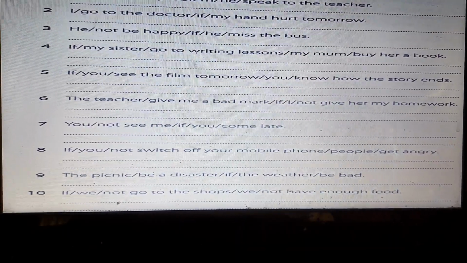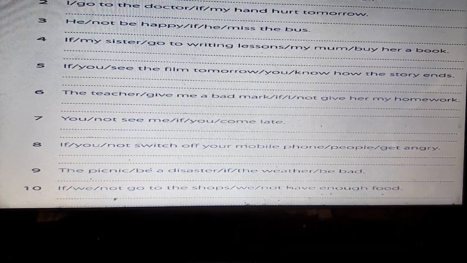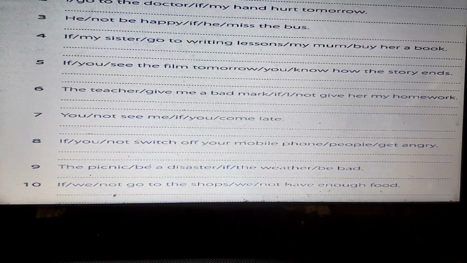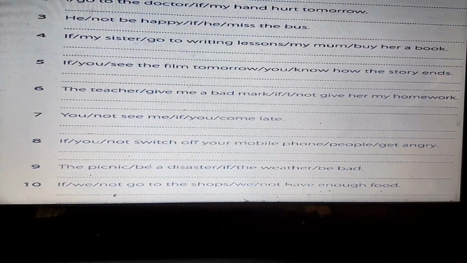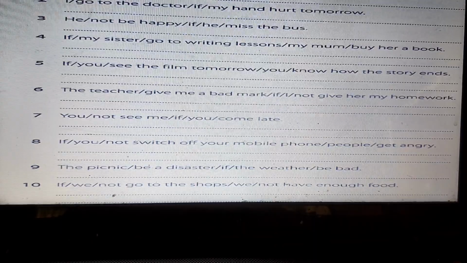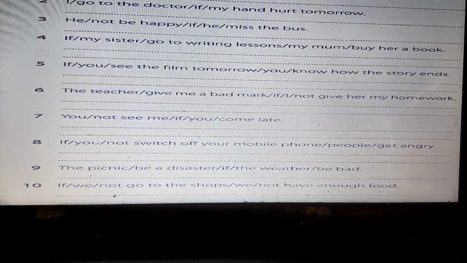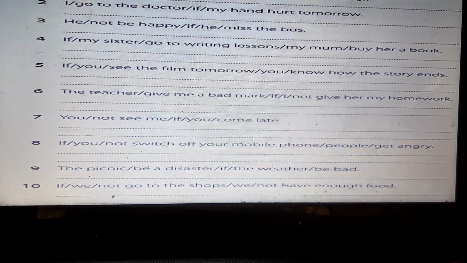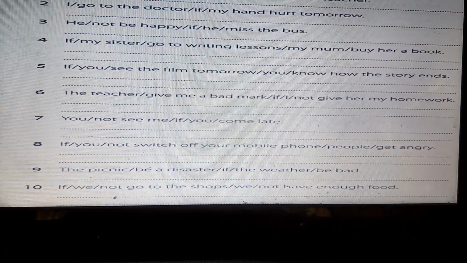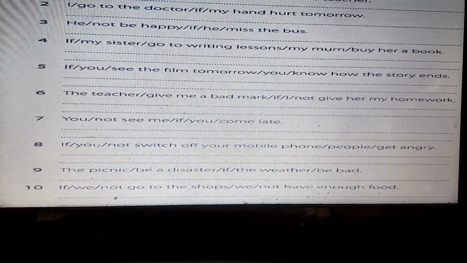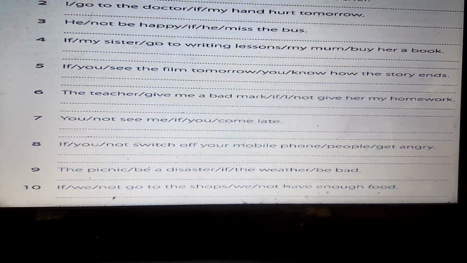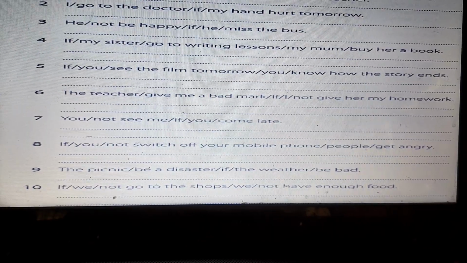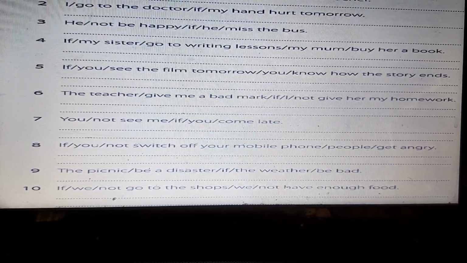Okay? طيب. The last one, number 10, if we not go to the shops, we not have enough food. طيب. We're going to say, if we don't go, لأنه we بتاخد do بالنيجاتيف. If we don't go to the shops, we won't have enough food. Again, the last time.